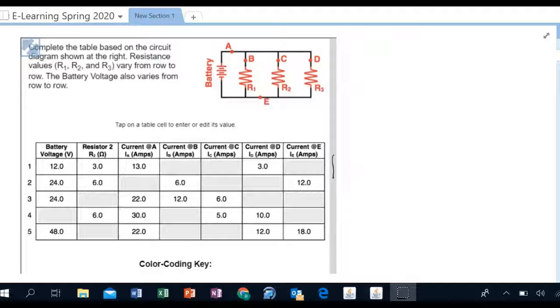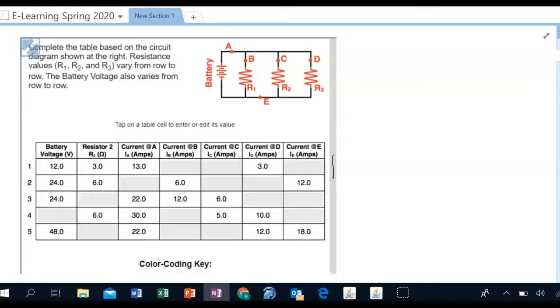Some of these concept builders get pretty tough, especially this guy here. This is causing people some problems, so I'm glad to try to help you out. Okay, what you're trying to find out here is the current through each of these different paths. But you've got to understand that if you are talking about a parallel circuit, it has multiple paths, so you don't just add them up. It's not that easy.